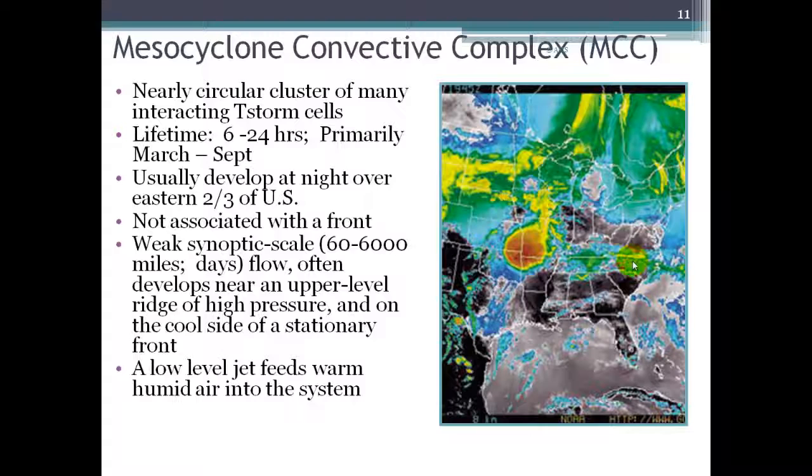And they often develop near an upper level ridge of high pressure on the cool side of a stationary front. And we typically have a low-level jet that's feeding warm, humid air into the system. So here you see a satellite image and a radar image compiled showing an MCC over the central portion of the United States, and you see the circular formation, the intense thunderstorm activity denoted by the red colors, and you can see there's a supply of warm, moist air here. No doubt this low-level jet is feeding this storm system.